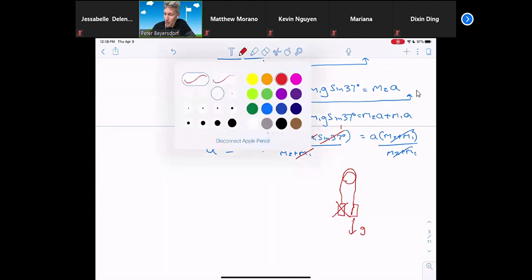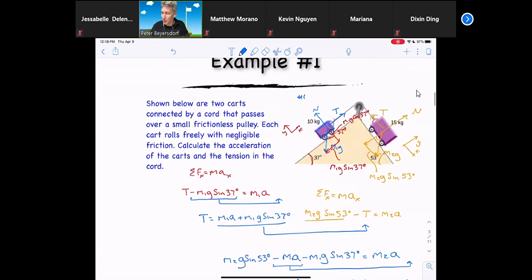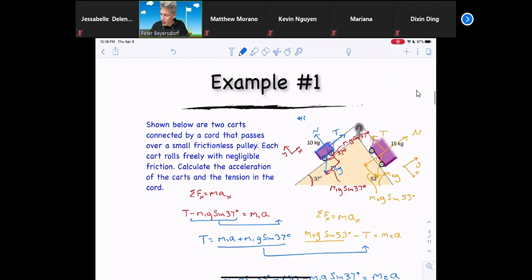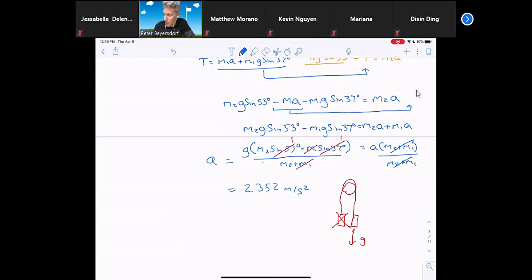And if I just use the numbers that are given in the problem and work this out, I've done that ahead of time. I get 2.352 meters per second squared. And the problem involved numbers where the one with the least number of significant digits was the mass of this 10 kilogram cart. That only had one significant digit, so I should call this 2 meters per second squared to 1 sig fig.